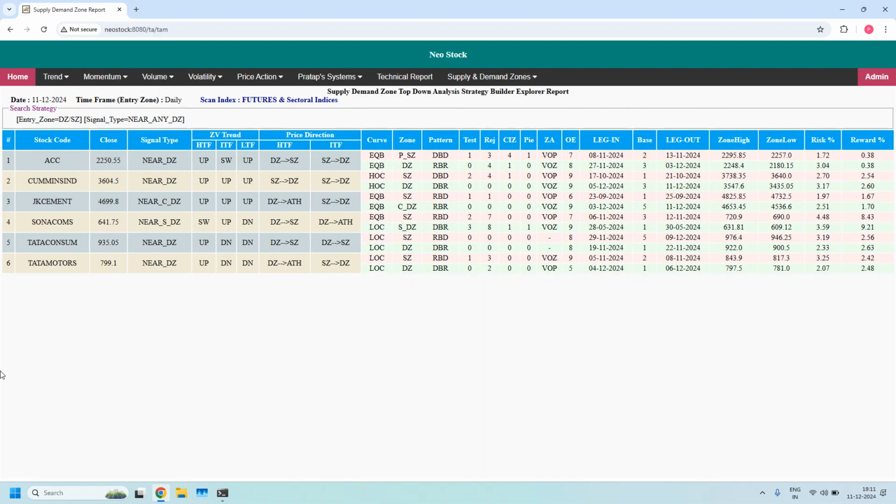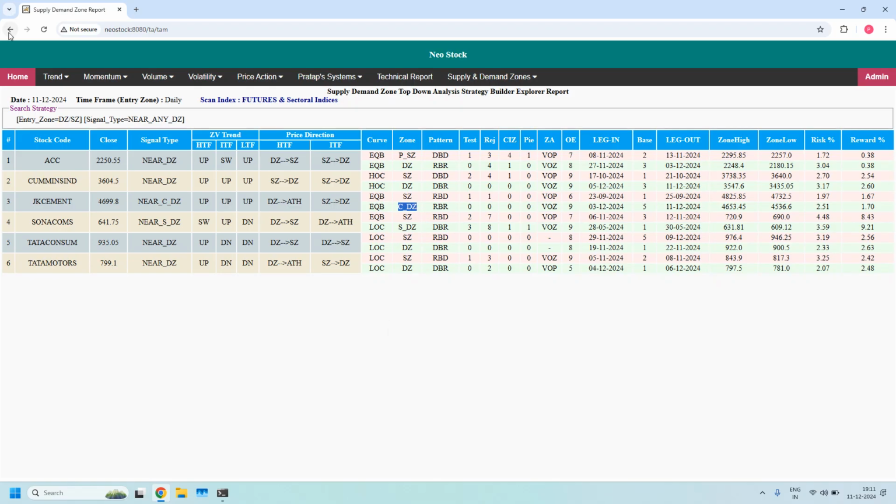We got 6 stocks. Let's identify high liquidity zones, if any. JK Cement is having a high liquidity daily demand zone. Sona COMS is not valid, it is a pierced zone. So we have only one valid high liquidity daily supply zone, JK Cement.